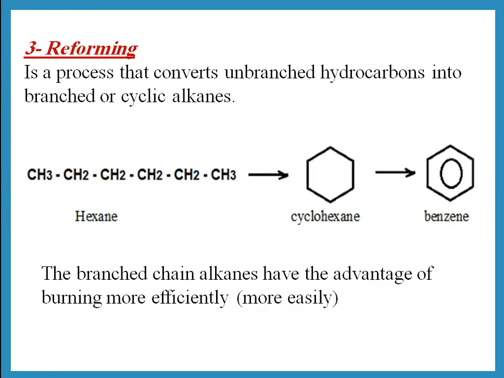A third process that can happen is reforming, and you should remember now that reforming means if I have a straight chain, I can change it into a cyclic compound, or I can change it into a branched compound. This process is called reforming. So reforming is a process that converts the straight chain hydrocarbons into branched or cyclic compounds.